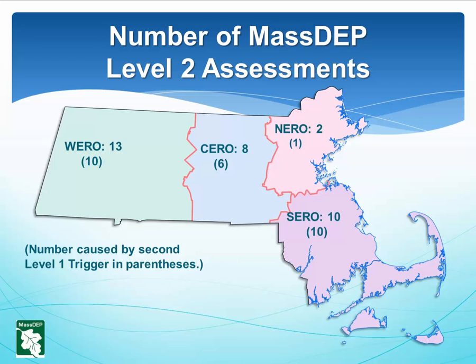Number of MassDEP Level 2 assessments. This slide shows the number of Level 2 assessments done by each of the MassDEP regions. As you can see from the numbers in parentheses, many were caused by a second Level 1 trigger within 12 months. The other Level 2 assessments were caused by an E. coli MCL violation.